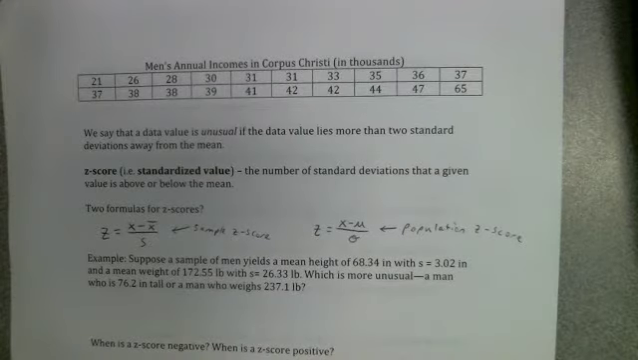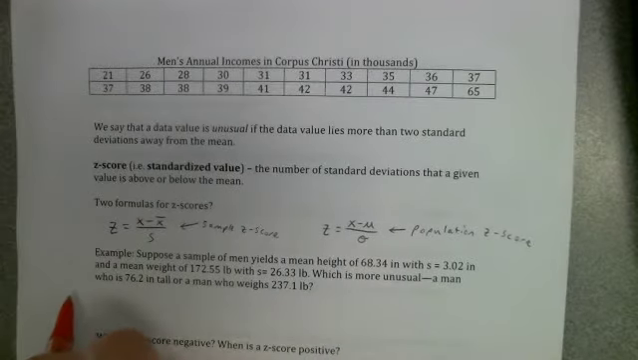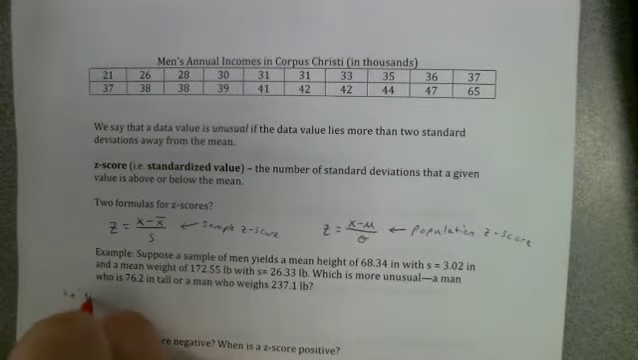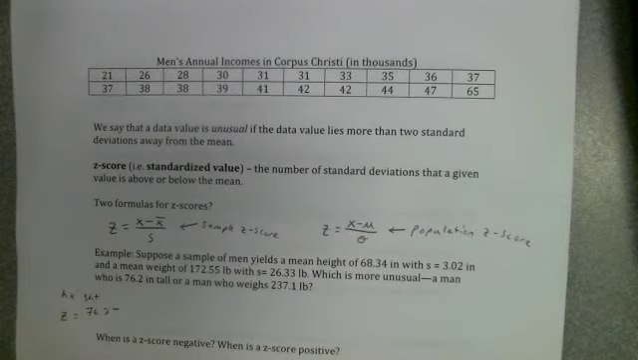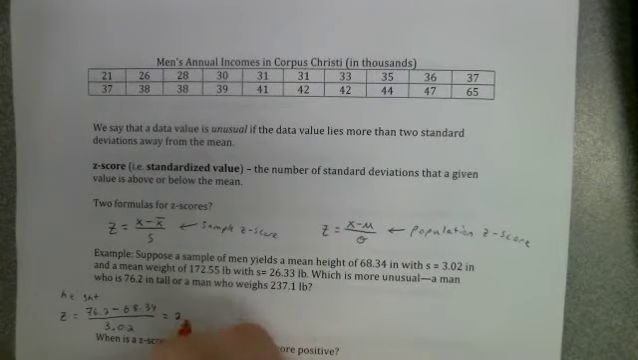Okay, well, let's figure this out. So let's look at the man whose height is given first. We will find the z-score for the man who is 76.2 inches tall. So we will take 76.2 inches, that's our x value. We'll subtract our x bar, 68.34 inches. And then we will divide by the sample standard deviation, which is 3.02. And if we do that, we get about 2.60.